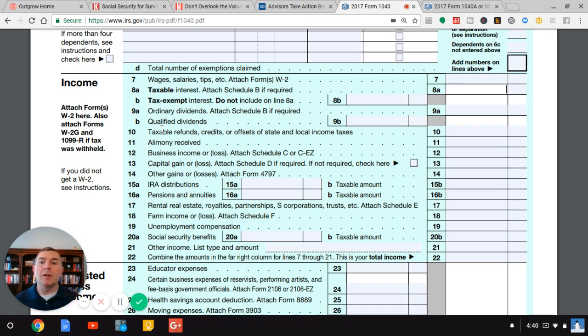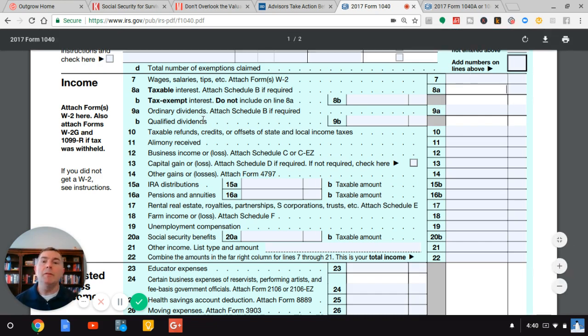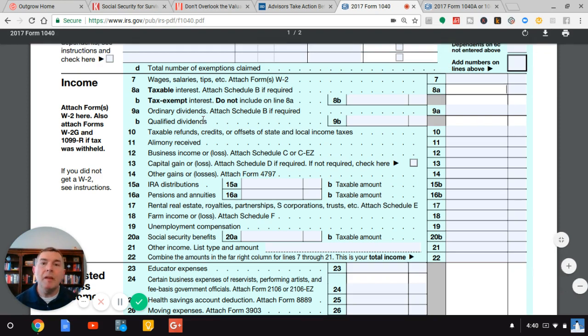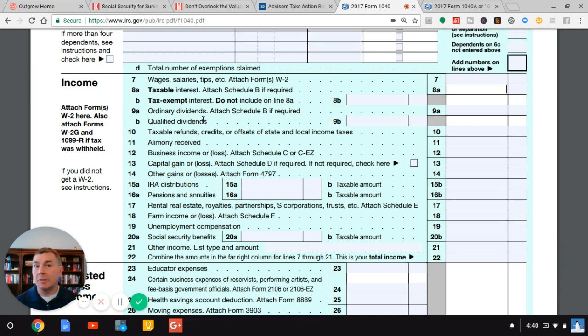All right, let's go down here to qualified dividends and ordinary dividends. I'm just going to talk about qualified dividends here. This is an area that, again, if you have W-2 income, and even though qualified dividends are taxed much, much more favorably than ordinary income, I would still rather you not have any qualified dividends at all on your 1040. All right, and I just don't want you to have it.